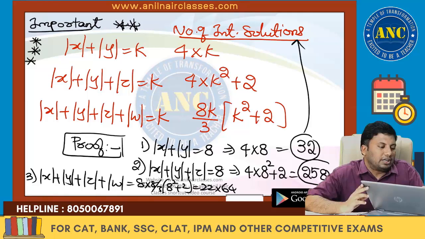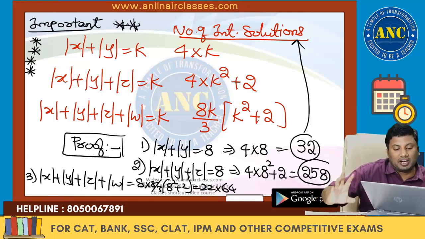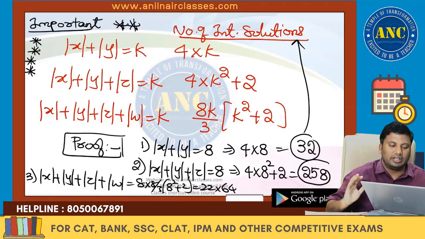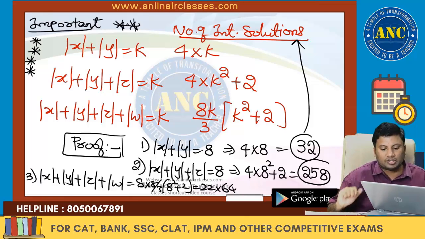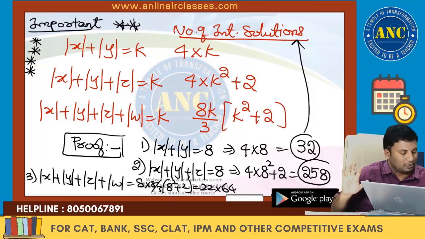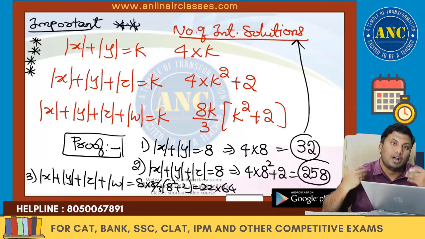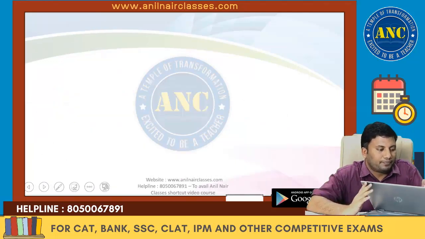Extremely important key point. Many of the students who are preparing for entrance exams do not know this shortcut. They go by the traditional method. So 4k, 4(k² + 2), and for four variables, (8k/3)(k² + 2). I will discuss the proof. Please write down the proof.